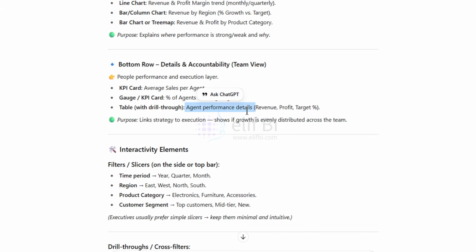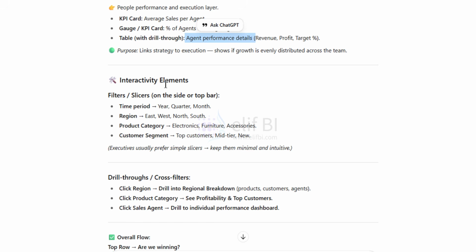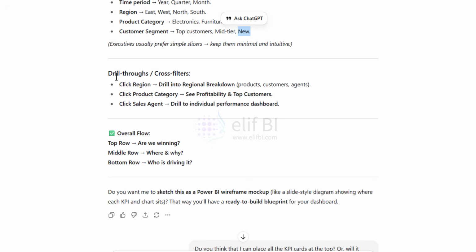and then some details. Interactivity elements, as we can see that our data is very simple, so we could have filters related to the time period, that's for sure. We can have it according to the region, product category, and customer segment in case we have that classification of customers, like new customers, mid-tier, and high-tier customers, and so on. Some of the drill throughs, it's telling us that we can click the region and we can go into that region page. That would be a separate page for the region. For the product category, we can do the same, and for the sales agent, we can do the same.